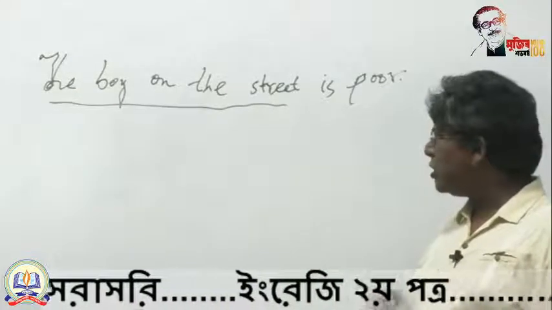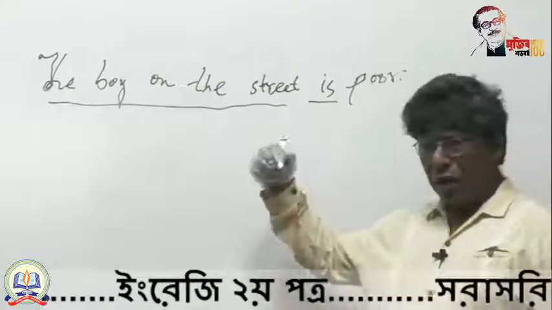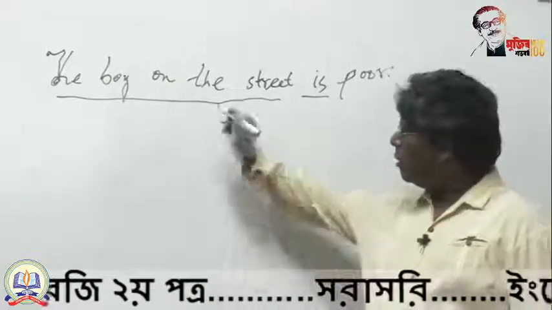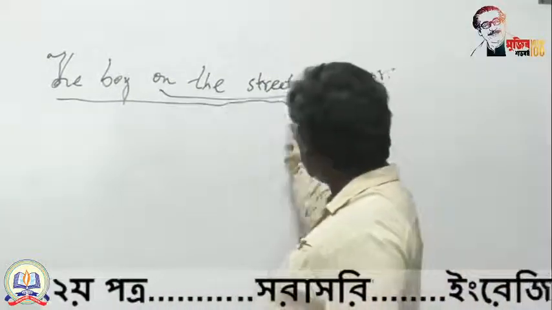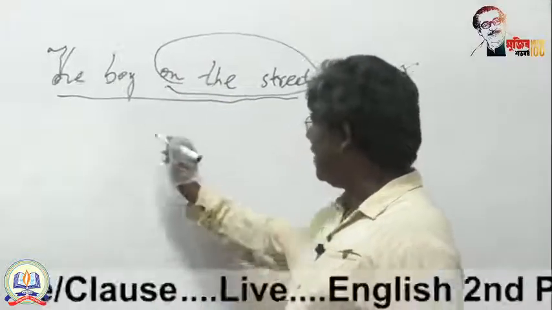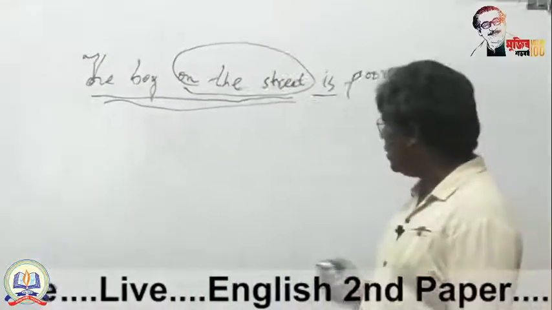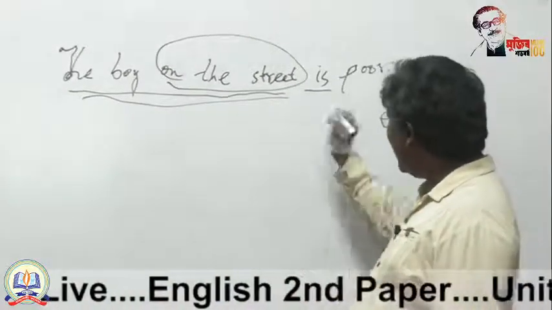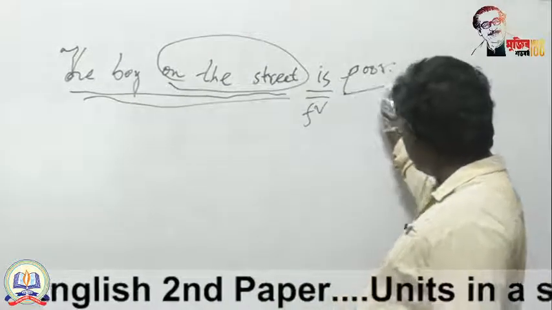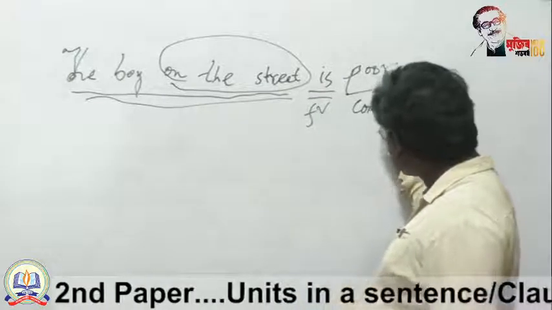The boy on the street is poor means, in Bangla, on the street identifies the boy who is standing on the street, and the whole noun word makes the subject of the sentence, and is makes the finite verb, and poor is the complement of the sentence.